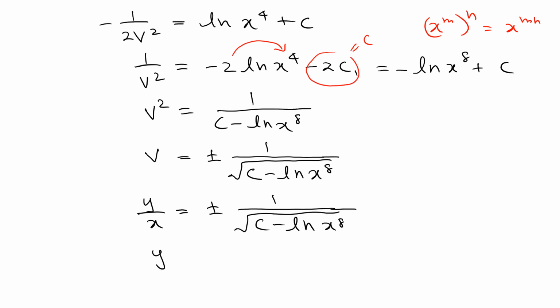So you can write the final answer like this. It is plus or minus x divided by the square root of c minus ln x to the 8. And if you know the initial condition, you can find which one works and also find the c. So that's how you solve the problem. So let's look at another one.